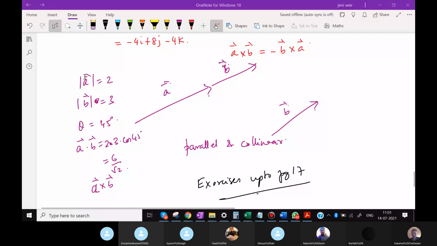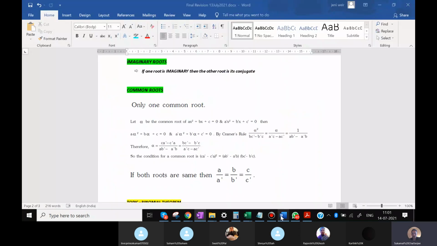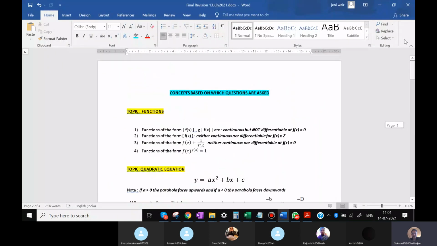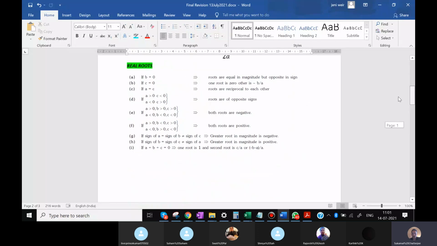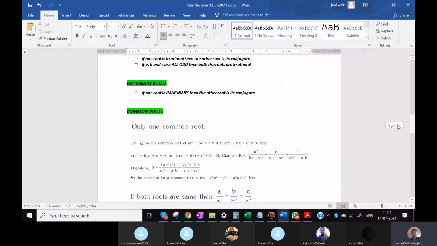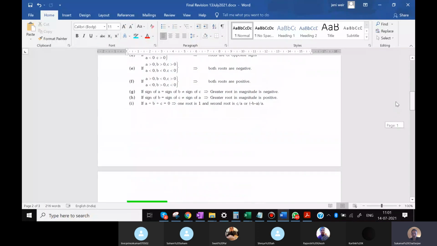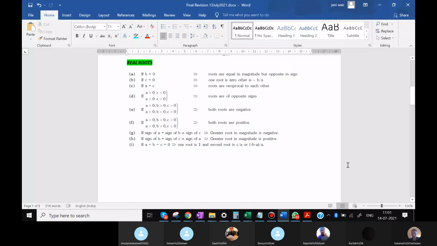Okay. So yesterday we had discussed some important concepts based on quadratics and functions, right? Now, today we are going to discuss some more of them.